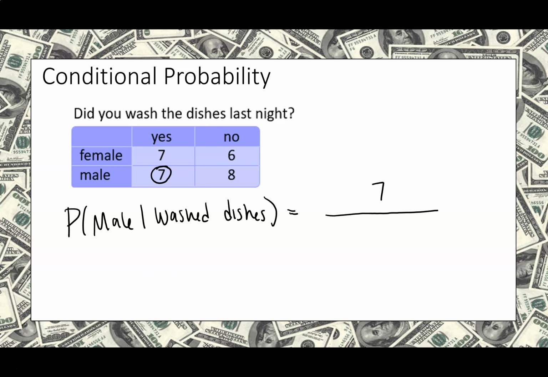Divided by, so we know that's a 7 on the front, divided by our denominator is just going to be the people who wash the dishes. Well, who are the people that wash the dishes? These are the yeses. So that's going to be 7 plus 7 is 14, which is equal to 1/2. So to summarize this, our numerator is male and washed dishes, which is going to be that small circle. Our denominator is going to be the big circle, the people who have washed dishes, which are the yeses, which is going to be 14.